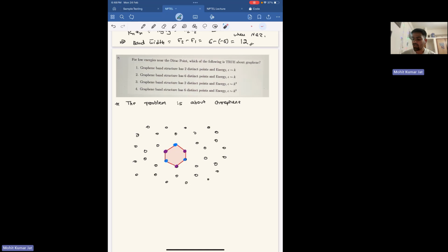So graphene has, along with the spin degeneracy of 2, gs equals 2, a valley degeneracy gk, which is K and K prime. They are 2, so the total degeneracy is 4. Okay, let's not talk about the spin right now. It's more about the different kinds of distinct points. The points labeled in purple and blue are different. So there are two distinct points, and the dispersion relation for graphene.